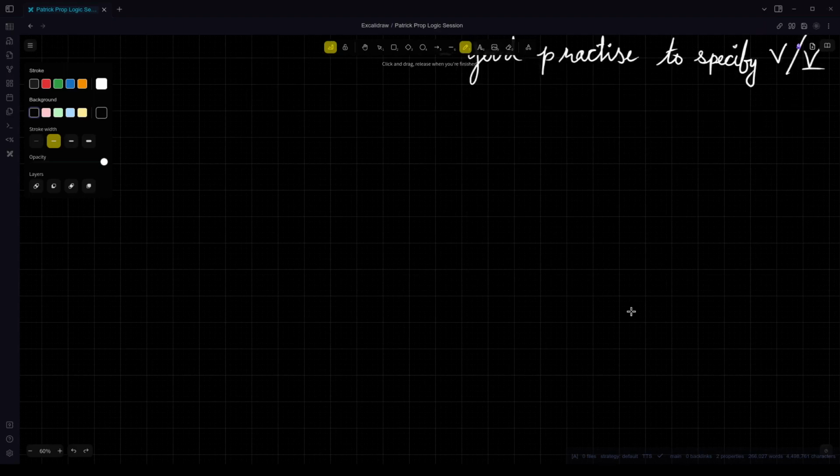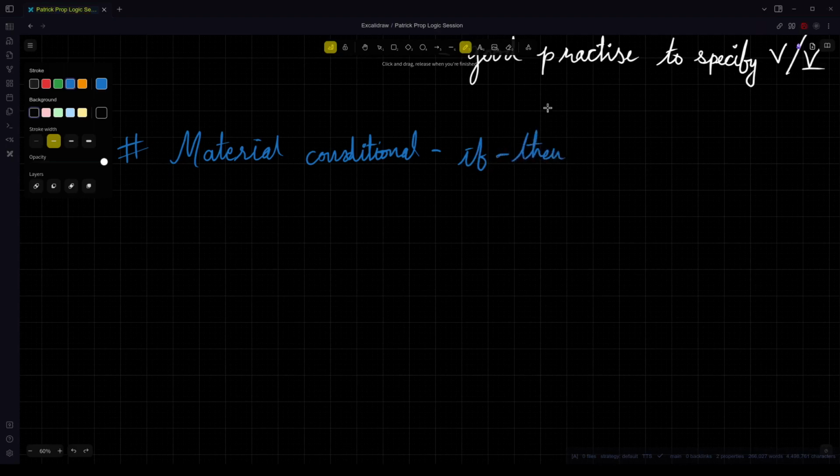Then we'll go ahead and talk about probably one of the most important, probably the most important logical operator, which is the material conditional. The material conditional. And this operator is also called the if-then operator, and it is represented with a bunch of symbols.